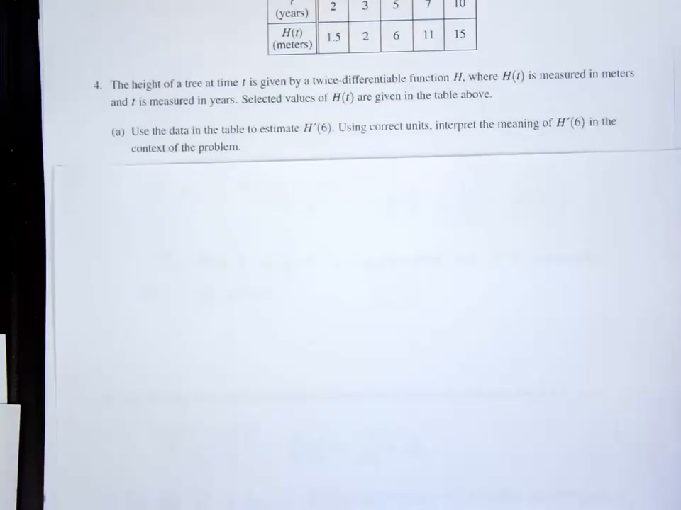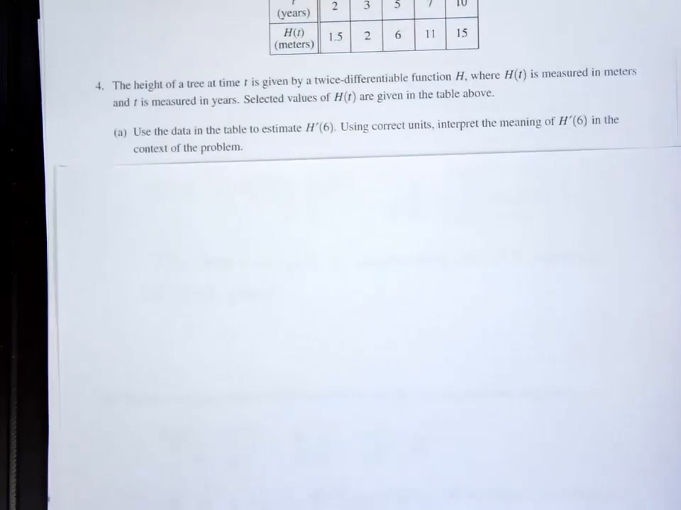Now, moving on to number 4. This was the table question. The table question talks about the height of a tree. Height of a tree at time t is given by a twice differentiable function h, where h of t is measured in meters and t is measured in years. Selected values are given in the table. Question A says use the data in the table to estimate h prime of 6, and then using correct units interpret the meaning in the context of the problem.